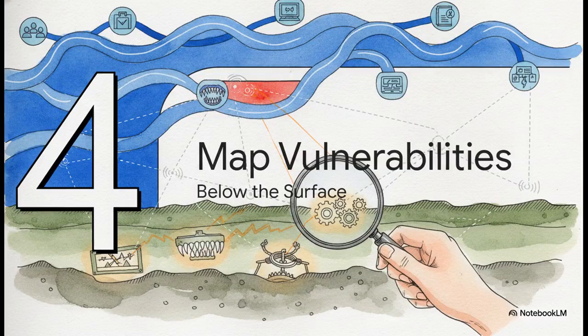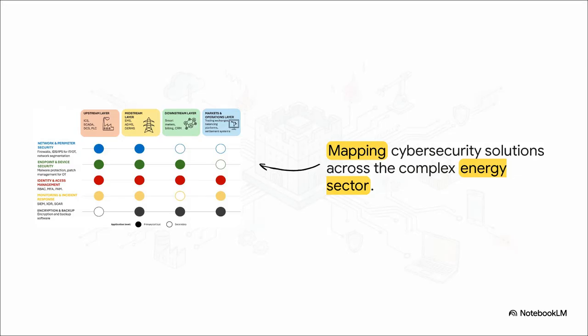So how do we find these risks? Section 4, Mapping your vulnerabilities, looking below the surface. Think about the wildly complex supply chain of the energy sector for a minute. IT and operational technology are just deeply intertwined across upstream controls, midstream grids, and downstream billing, with highly specific cybersecurity solutions applied to every single layer. To identify your own organizational vulnerabilities, you have to build a map exactly like this.